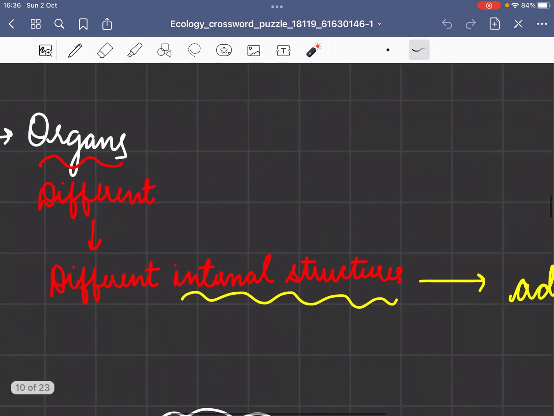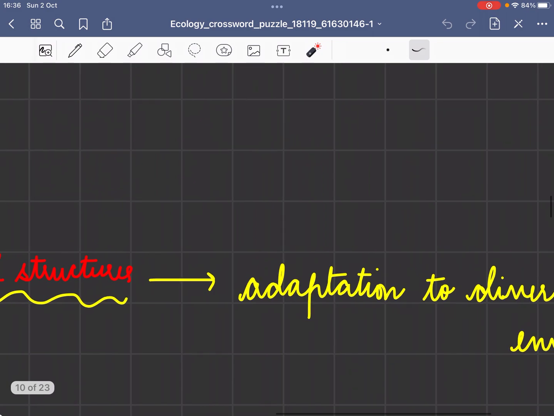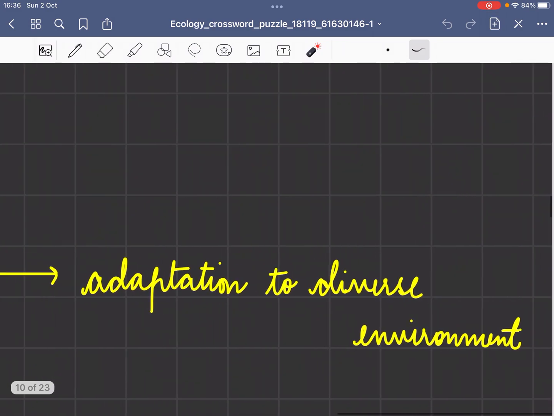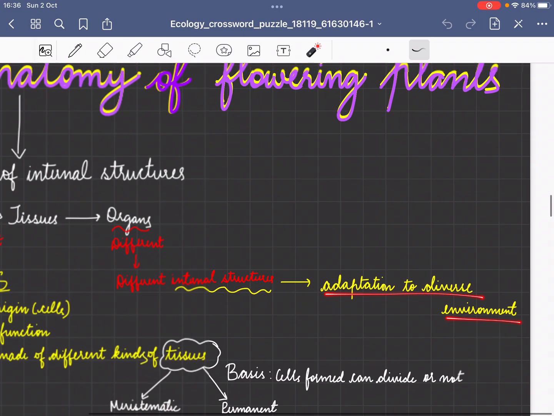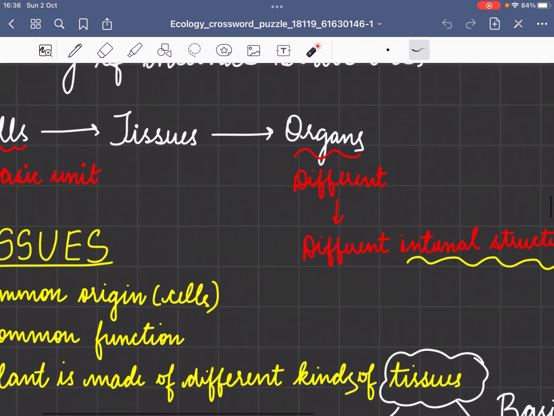So why do they have different internal structures? These internal structures are designed based on adaptation to diverse environments. Like in the case of a cactus and, let's say, a sunflower, they live in two completely different environments. That's why their internal structures are going to be different, right? Adaptation to different, diverse environmental conditions.